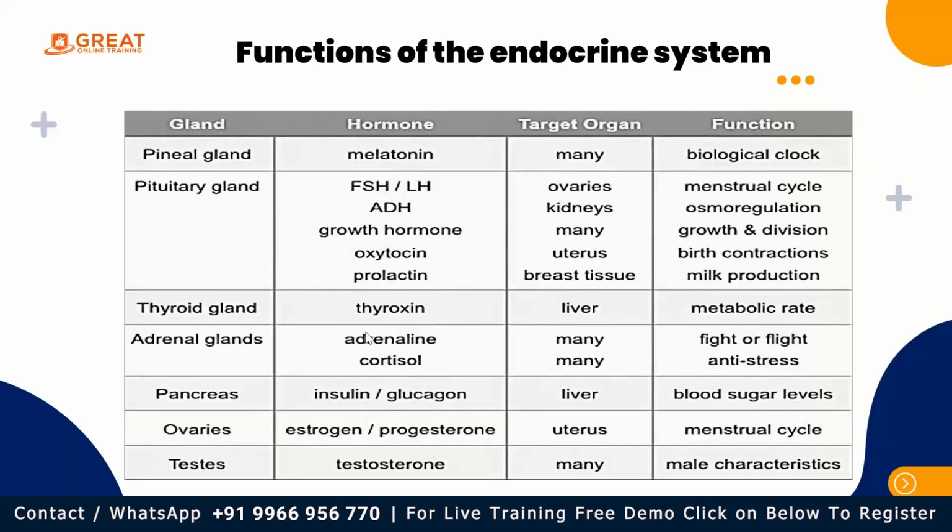Then the thyroid gland produces thyroxine, which targets the liver. The function is metabolism. Then the adrenal gland secretes adrenaline and cortisol. Then the pancreas secretes insulin and glucagon and targets the liver to maintain blood sugar levels. Then the ovaries secrete estrogen and progesterone and target the uterus for the menstrual cycle. And the testes produce testosterone, targeting many organs to produce male characteristics. These are all the glands of the endocrine system and their hormones and functions.